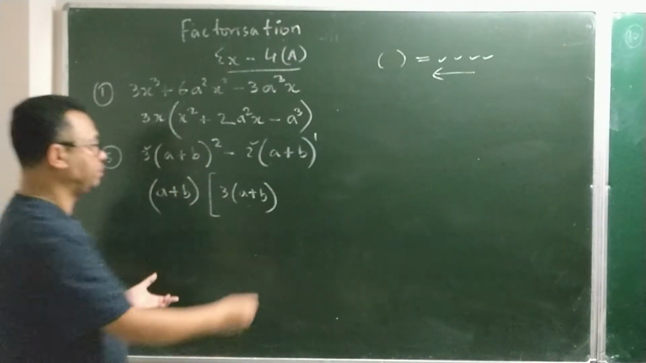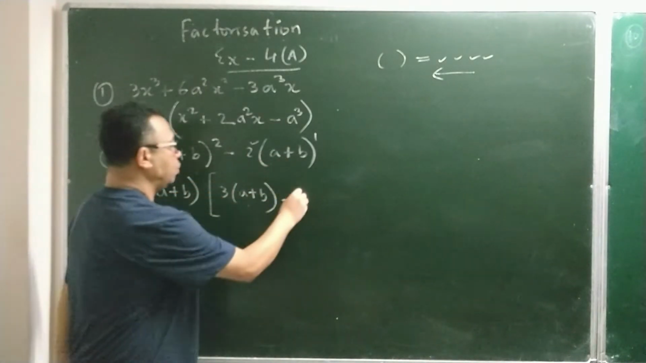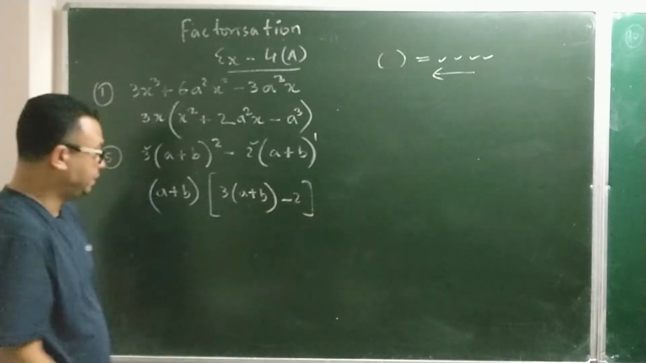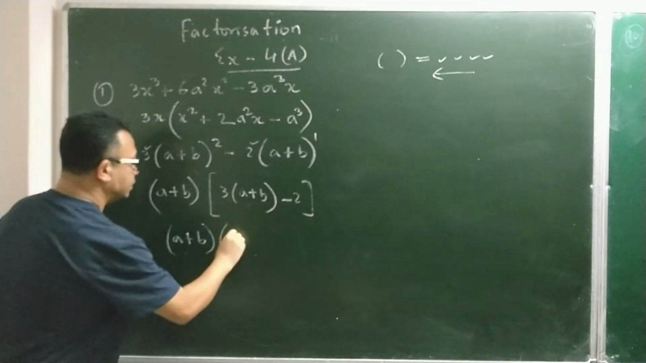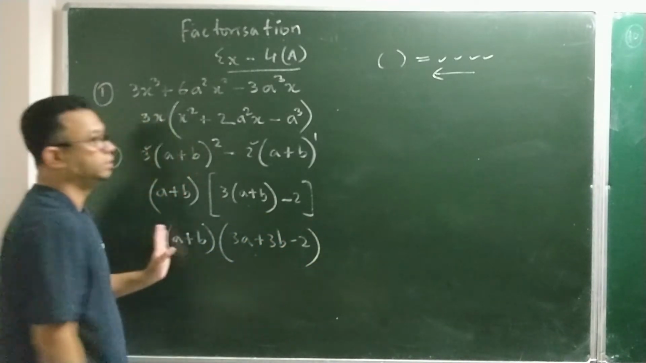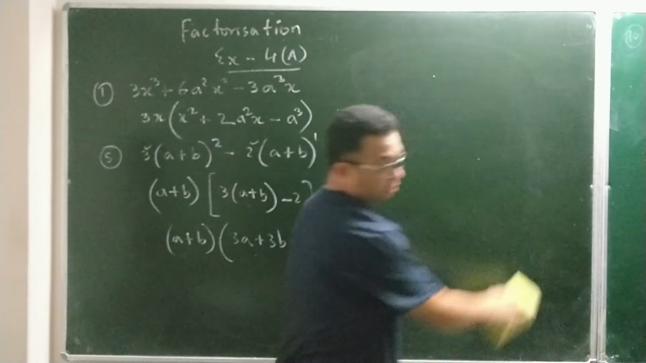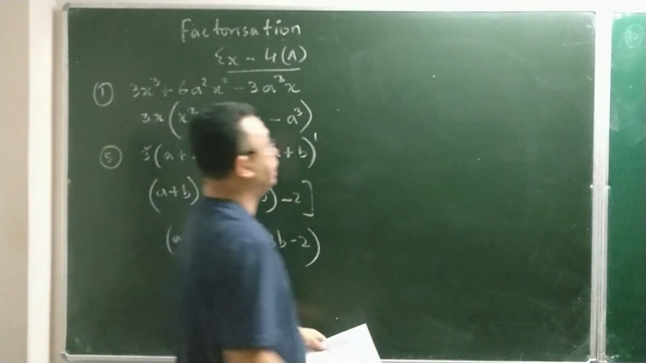So this is only what is coming, minus this, a plus b is already out, so only 2 is what is left. Now you can open that inside bracket. So if you open the inside bracket, then you will get something like this. So 3 into a is 3a, 3 into b is 3b, minus 2. Yeah, this is the factorized form. Now next question, let's see number 8.